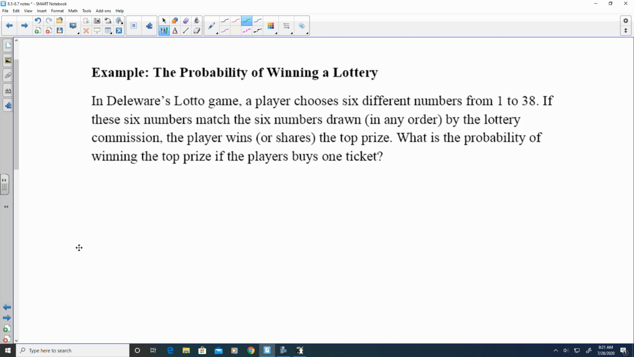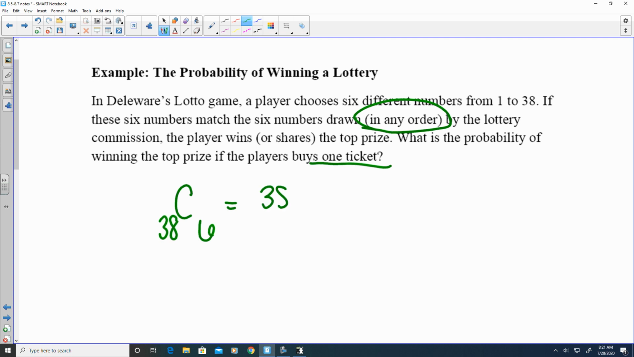In Delaware's lottery game, a player chooses 6 different numbers from 1 to 38. If these 6 numbers match the 6 numbers drawn in any order, so this is important when we figure out how many options there are, by the Lottery Commission, the player wins or shares the top prize. What's the probability of winning the top prize if the player only buys 1 ticket? The "in any order" that I circled is important because if we have 38 choices and we choose 6 of them, since we don't care about order, this is a combination. So we have 38 C 6 choices for winning.